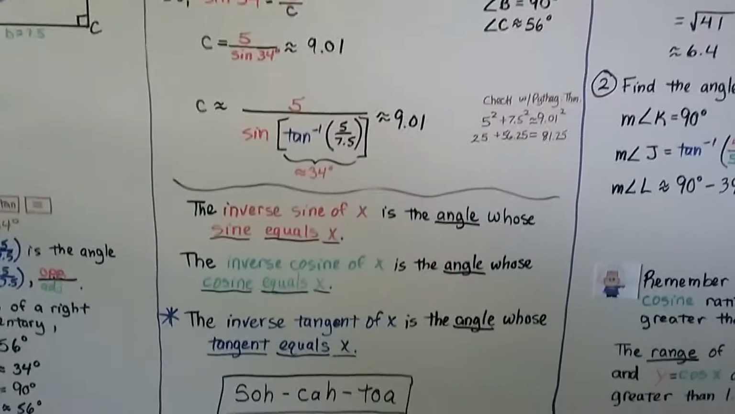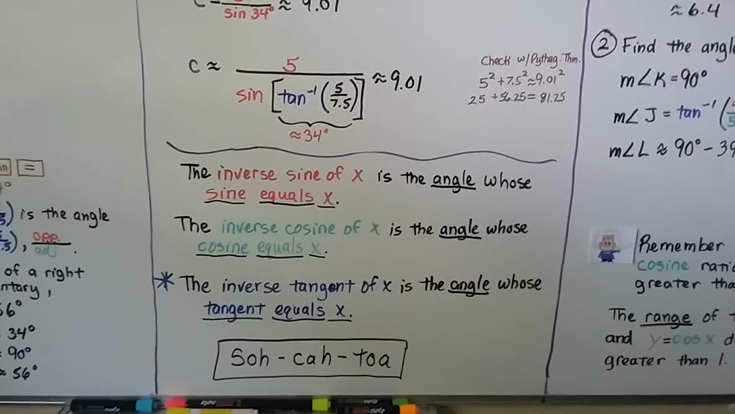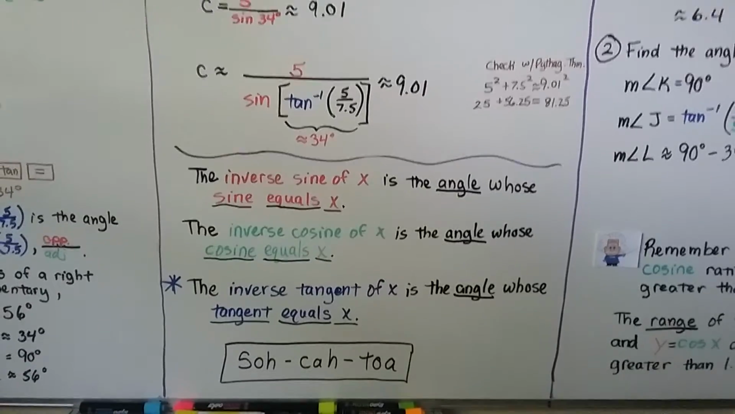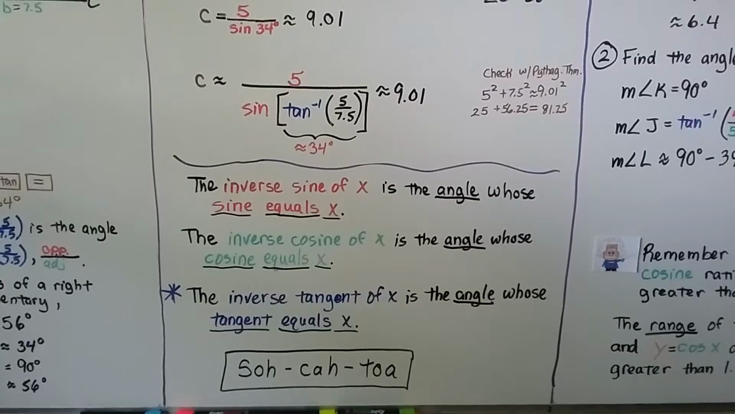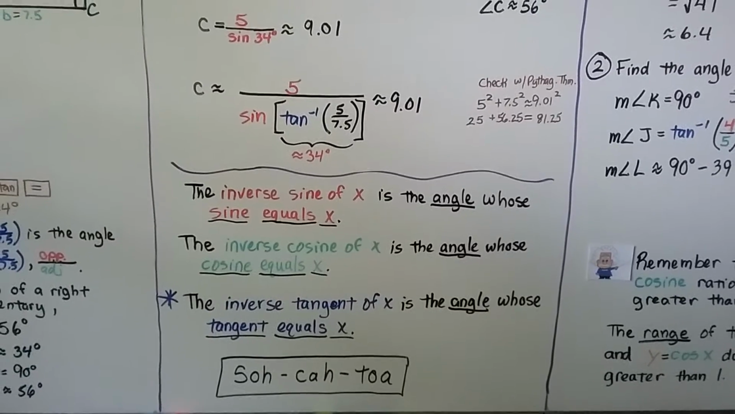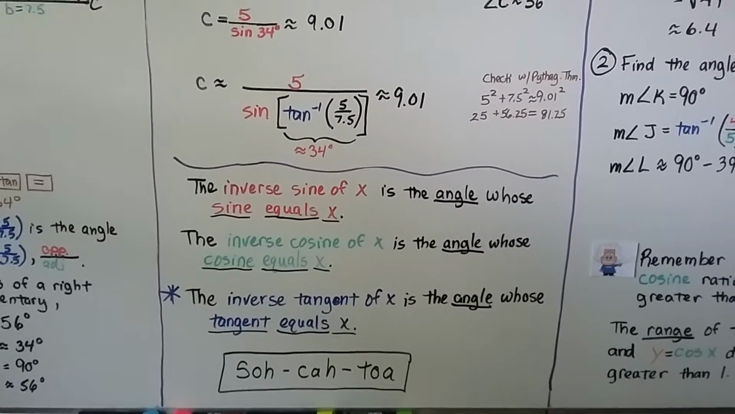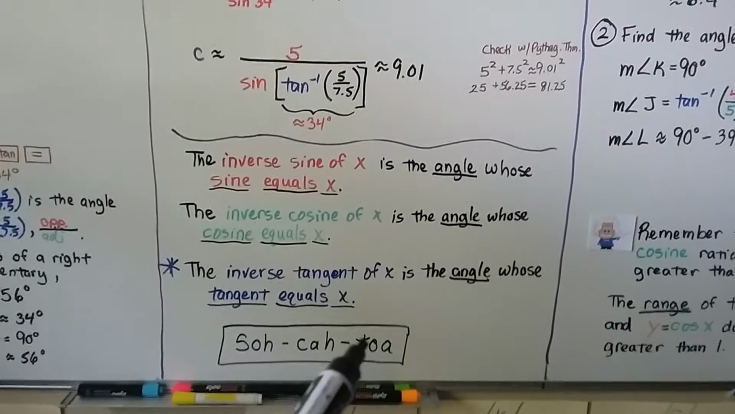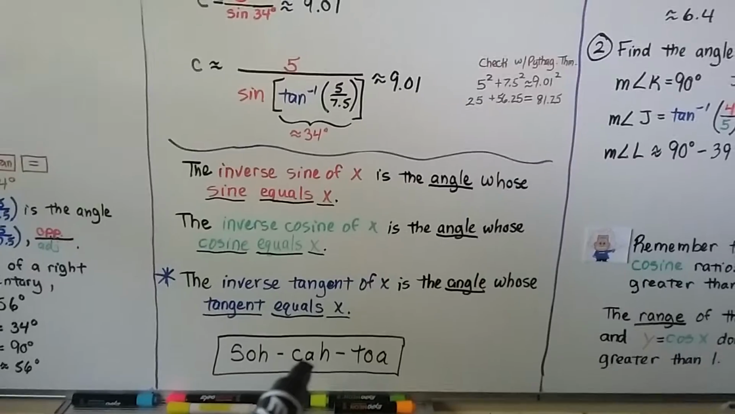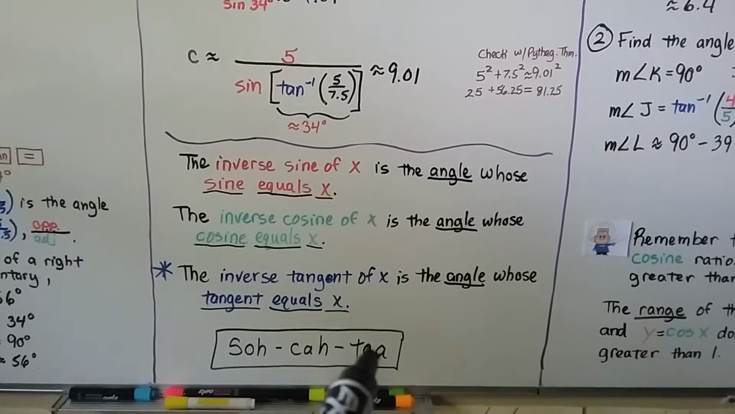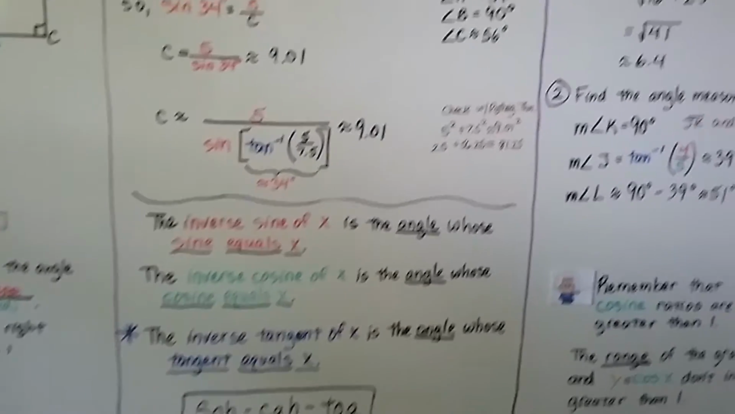So remember from the previous video, the inverse sine of x is the angle whose sine equals x. The inverse cosine of x is the angle whose cosine equals x. And the inverse tangent of x is the angle whose tangent equals x. And remember the SOHCAHTOA, because that's going to help you with the opposite over the hypotenuse, or the adjacent over the hypotenuse, or the opposite over the adjacent, okay?